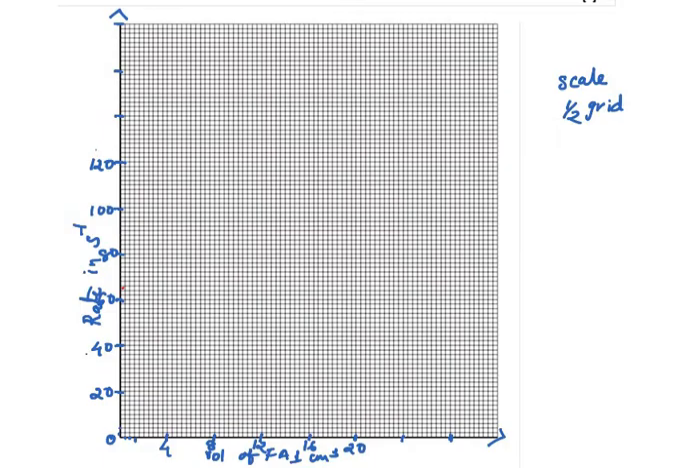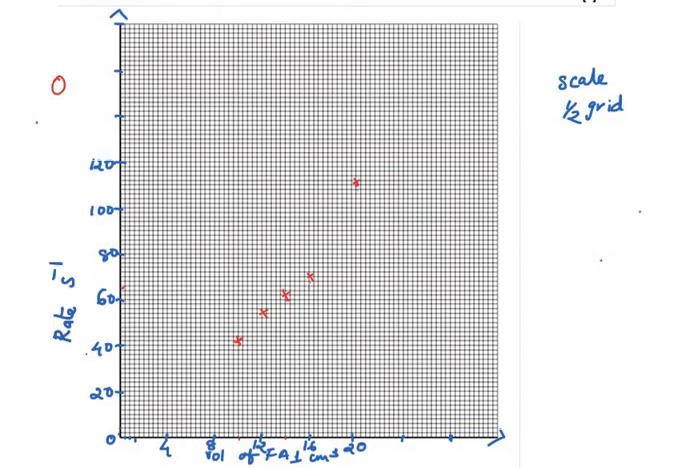Actually I prefer choosing a scale which covers even more of the grid, but here we are left with no choice, as they had said in the question to include 0 on the axis. So we need to include the 0, and accordingly the scale is chosen. And now let's plot the points.